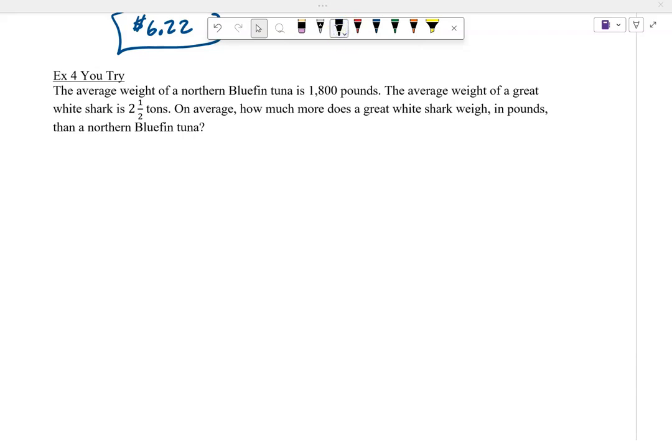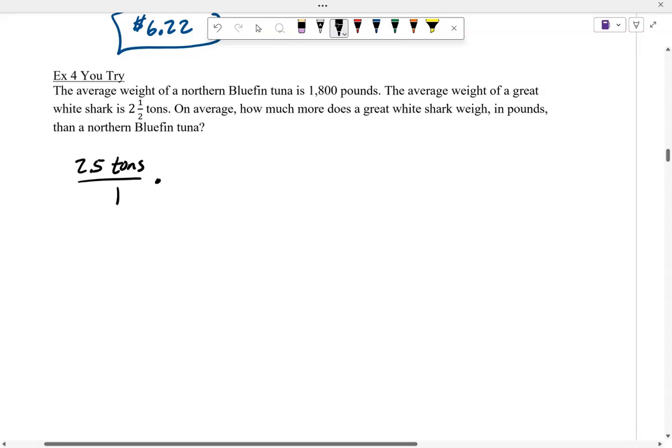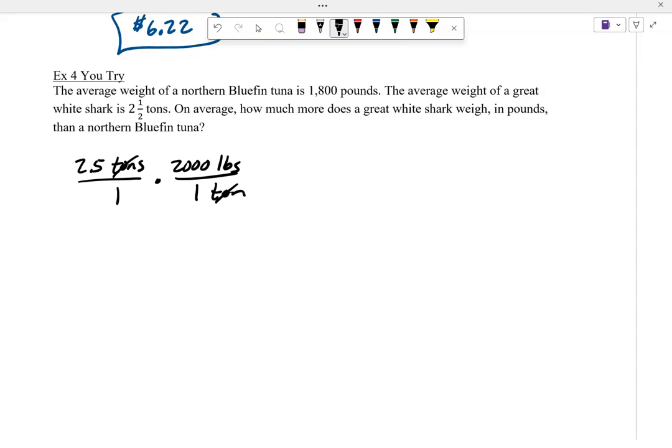Well, bluefin tuna is 1,800 pounds. A great white's 2.5 tons. So 2.5 tons. We're trying to figure out how many pounds that is. We know there's 2,000 pounds for every 1 ton. So 2.5, this is the great white. So the great white weighs 5,000 pounds.